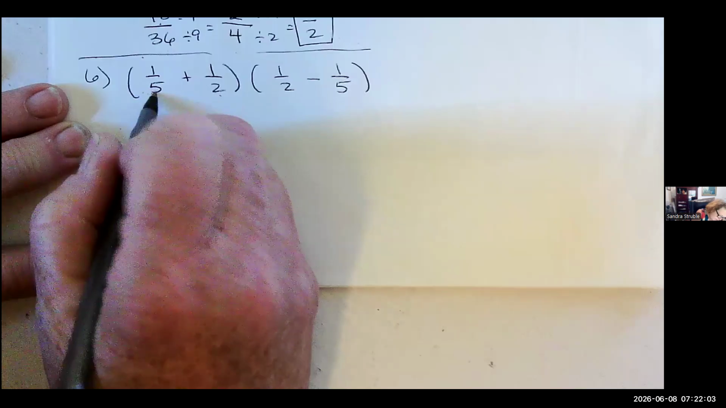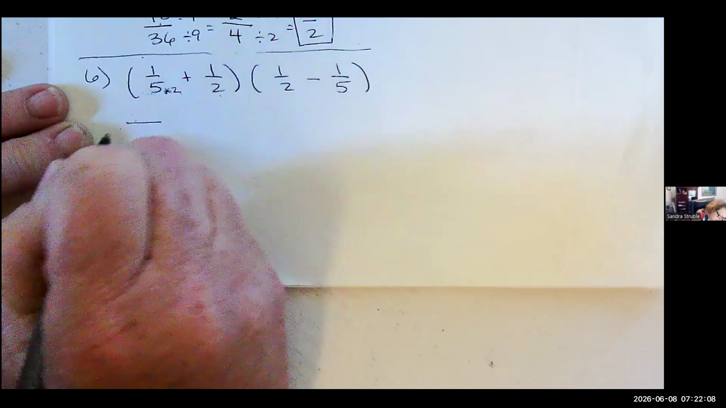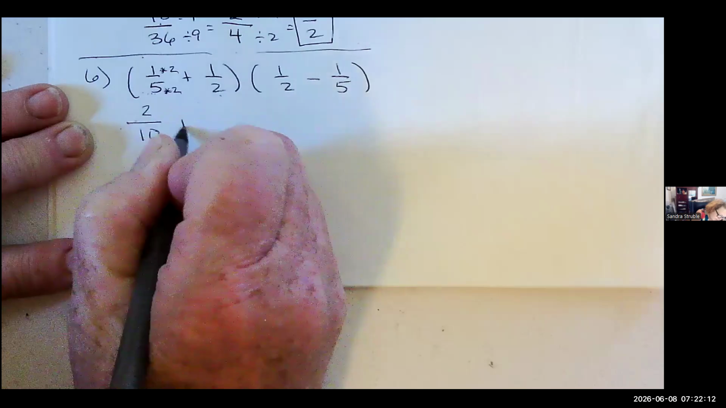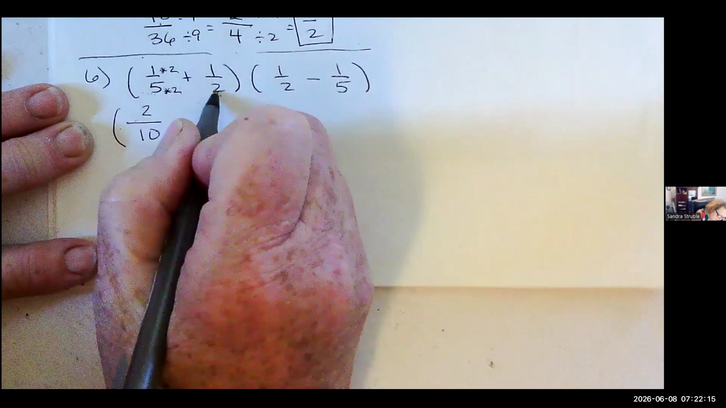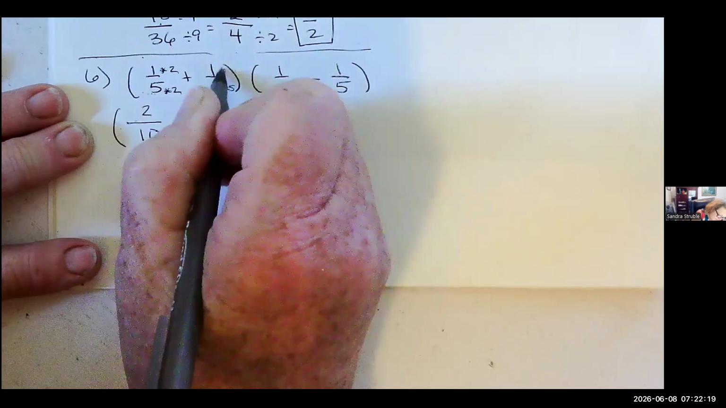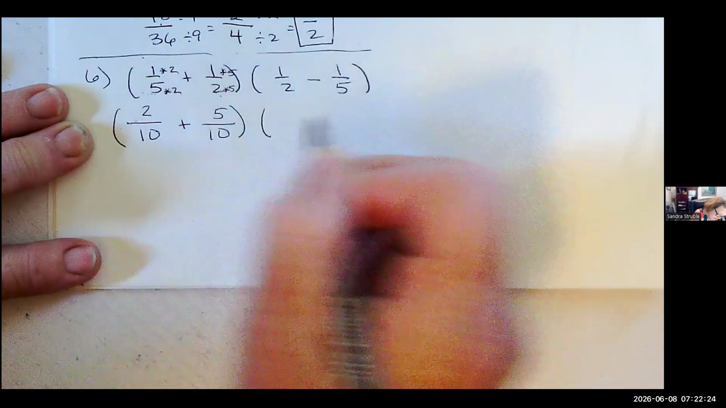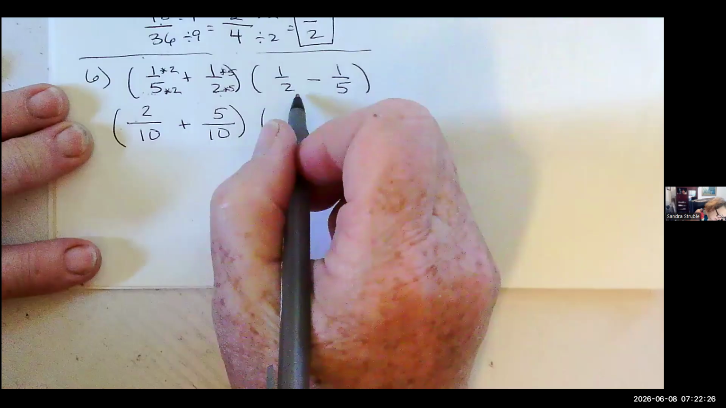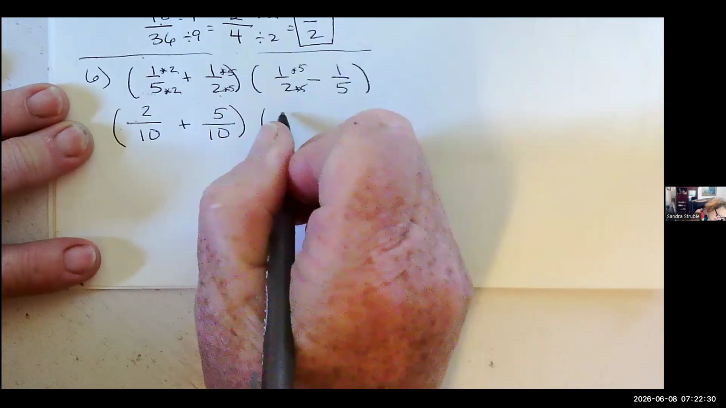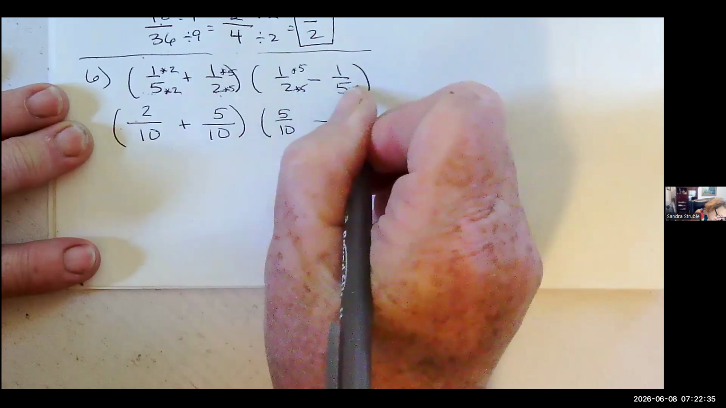I'd have to multiply it by 2. So multiply the top by 2. So 2/10. Plus, to make 2 a 10, I have to multiply by 5, which means I have to do the same thing up top in the numerator. Same denominator for this. 2 times 5, 1 times 5, so 5/10. 5 times 2, so 1 times 2 is 2/10.